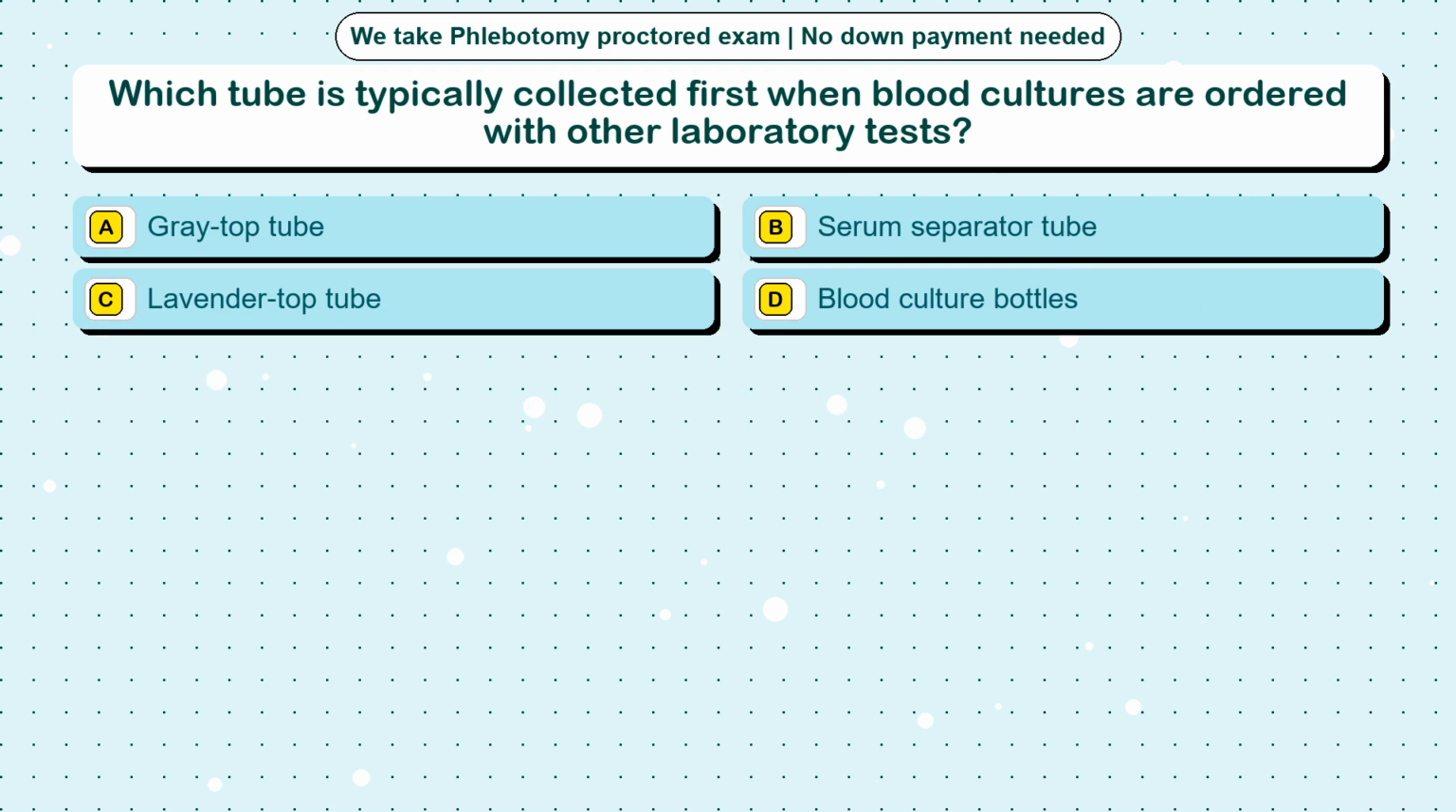Question 47. Which tube is typically collected first when blood cultures are ordered with other laboratory tests? Option A. Gray top tube.